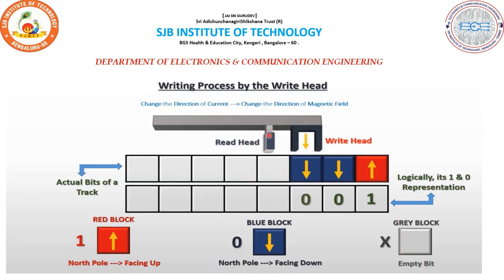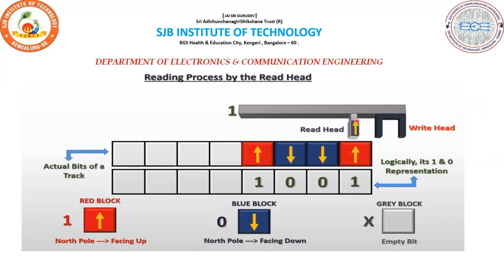This is the read head, and this is the write head. With the north pole in the upward direction, the current direction writes bit 1. When the flow of current is in the opposite direction and the north pole is facing down, it writes the bit 0. Now the read operation: the read head takes the logical 1 and 0 representation. North pole facing up, it reads the bit 1, and north pole facing down, it reads the bit 0.